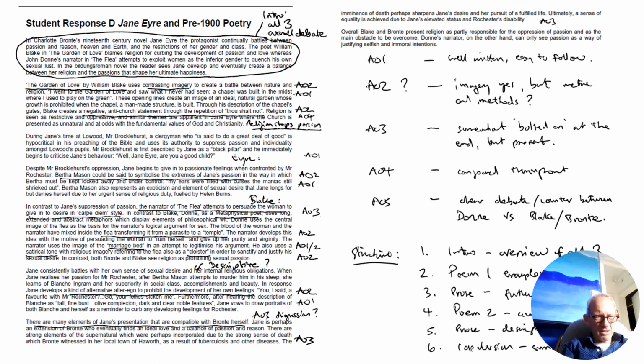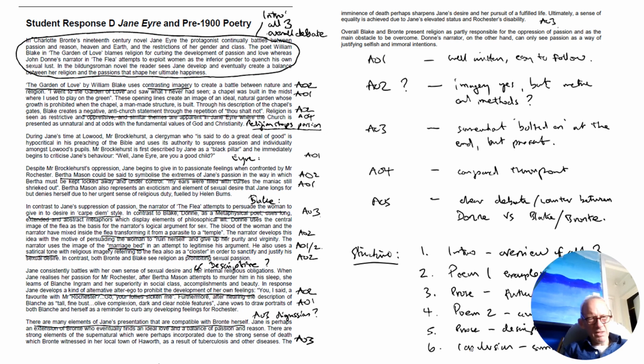In response, Jane develops a kind of alternative alter ego to prohibit the development of her own feelings. Okay, well, now that's analysis. Okay, then we get a quote. Furthermore, after hearing the description of Blanche as tall, fine, bust, olive complexion, dark and clear, Jane vows to draw portraits of both Blanche and herself as a reminder to curb any developing feelings for Rochester. Yeah, no, that's a fair point.